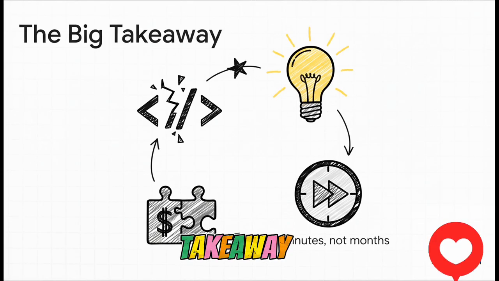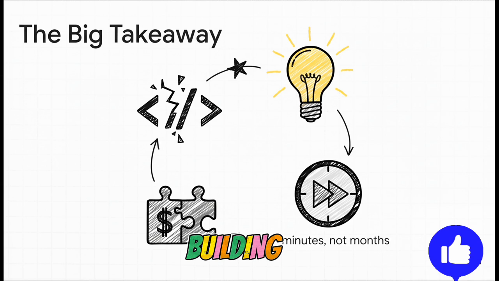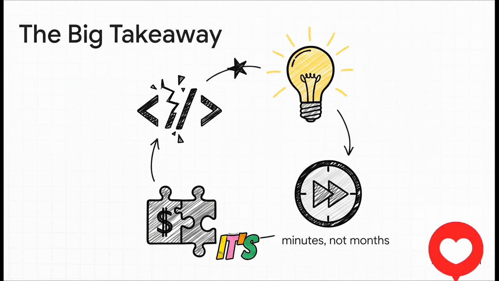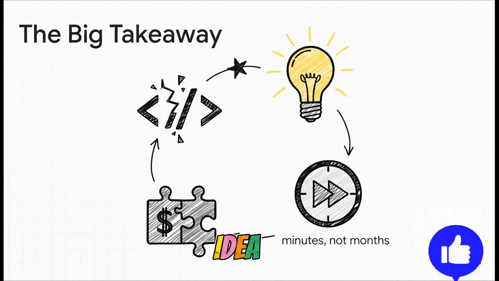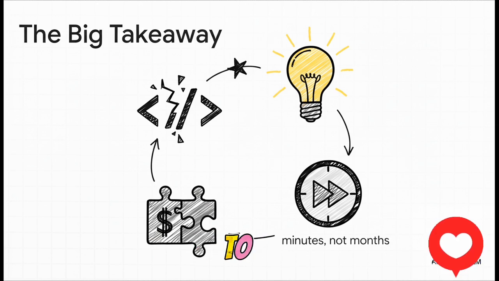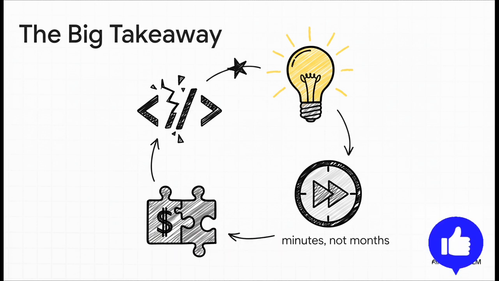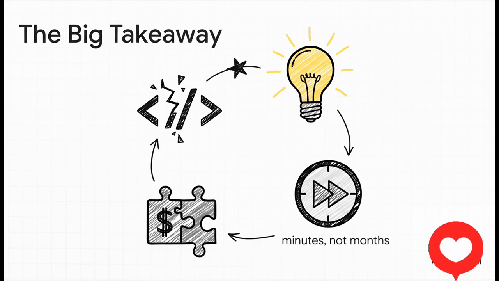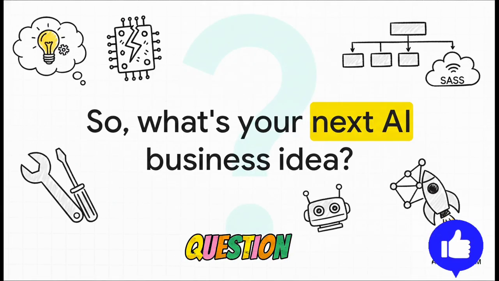So, what's the big takeaway from all of this? It's that the old rules are gone. Building software isn't just about code anymore. That barrier to entry, it's been completely shattered. What matters now is your idea and how well you can explain that idea to an AI. You really can create a functional app in minutes, not months, and you can build monetization right in from the start.